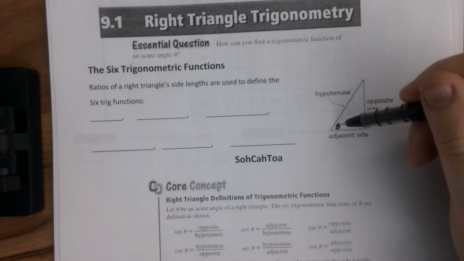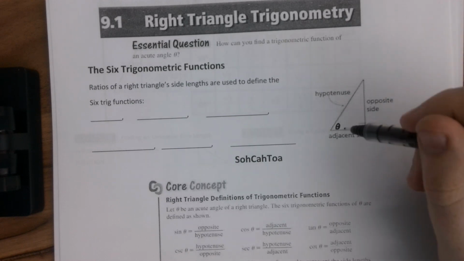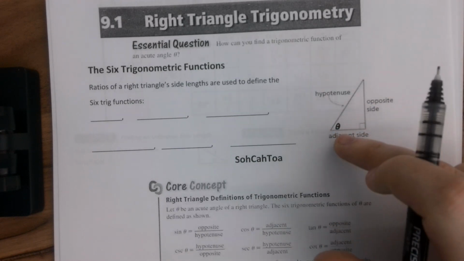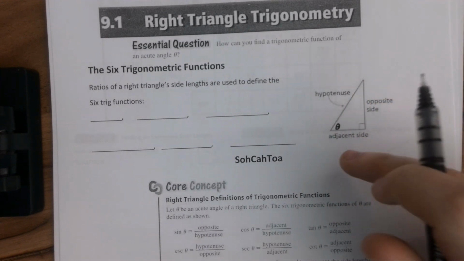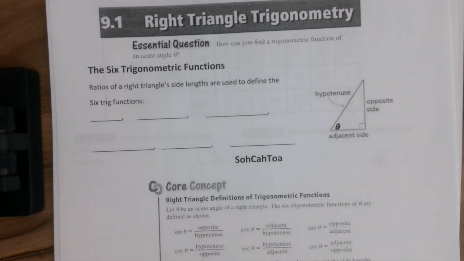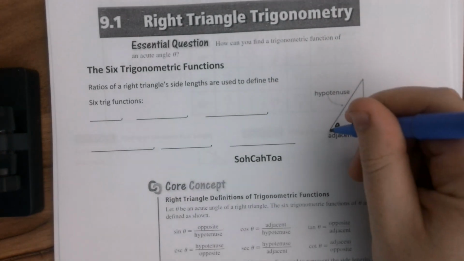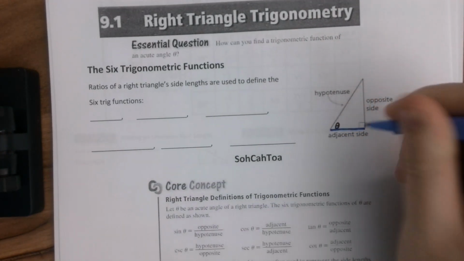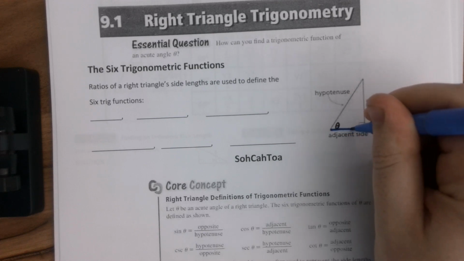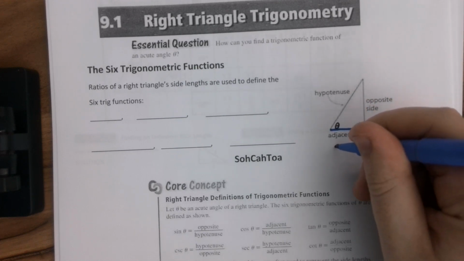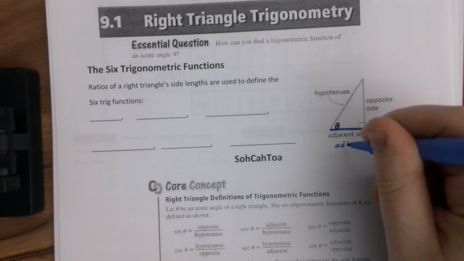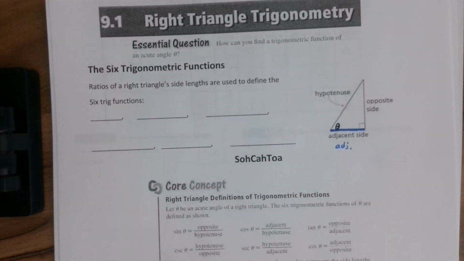We can describe theta in a bunch of different ways, but we want to describe it based on the sides we have here. Right next to theta is a side that we call the adjacent side. Adjacent just means next to. You might see us abbreviate it as ADJ. Again, adjacent just means right next to the angle that you're looking at.